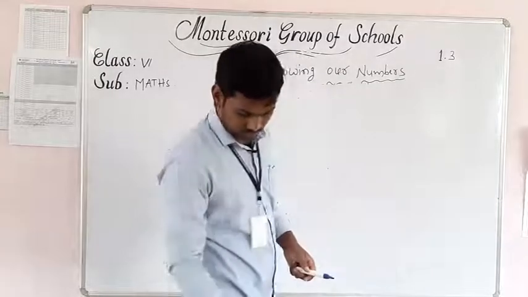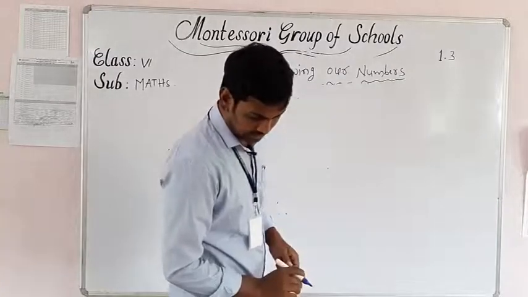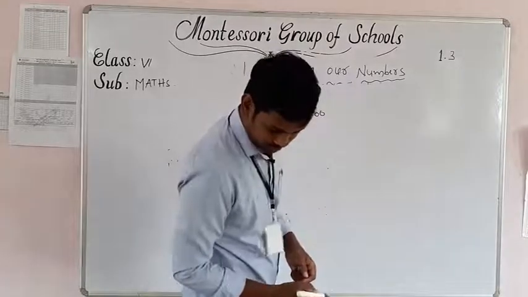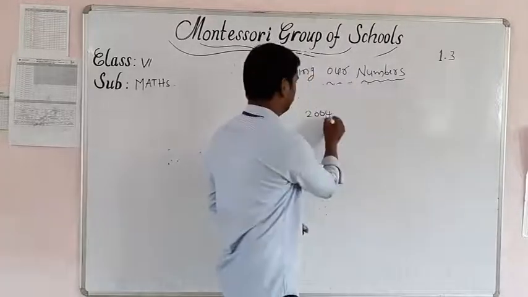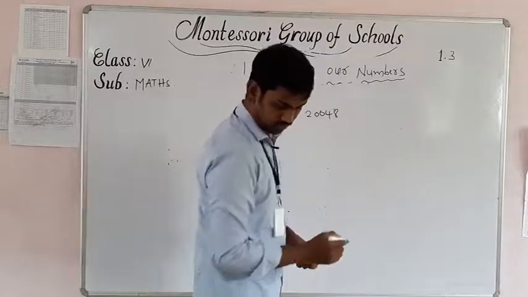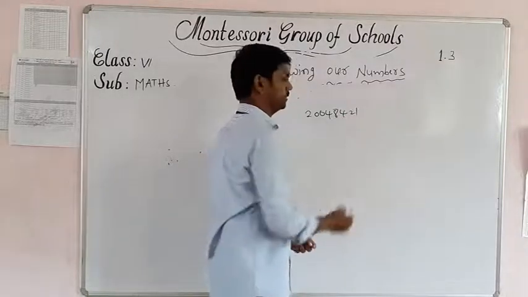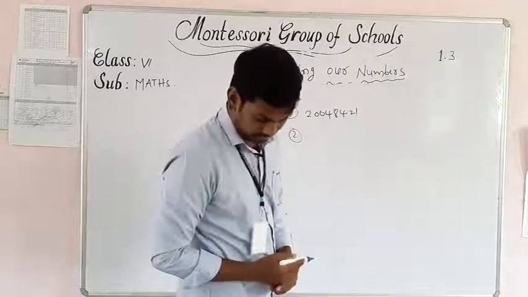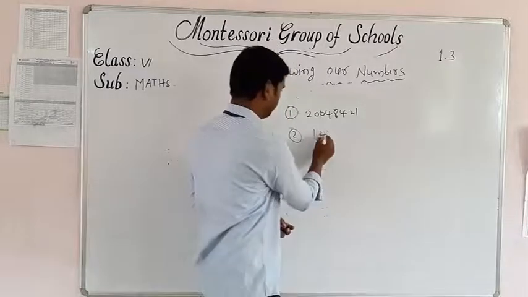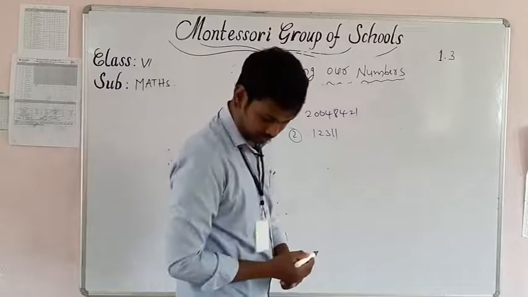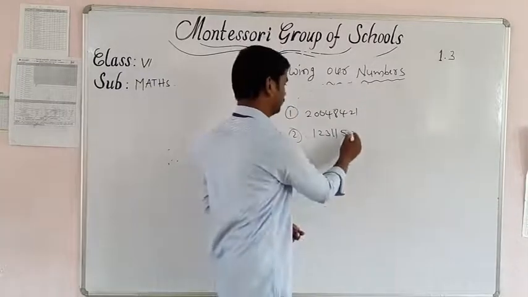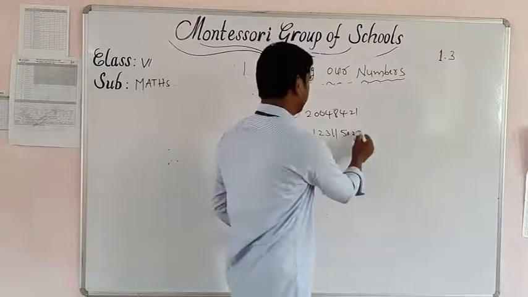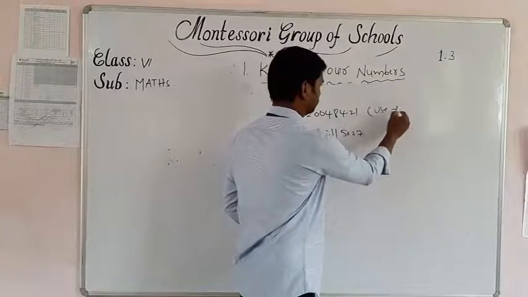Okay, I'll give some homework. Write numbers using commas: 200,48,421. Next, 123,11,502,7. This is the use of commas.